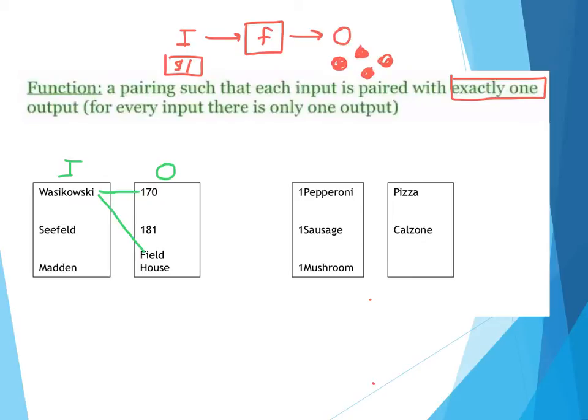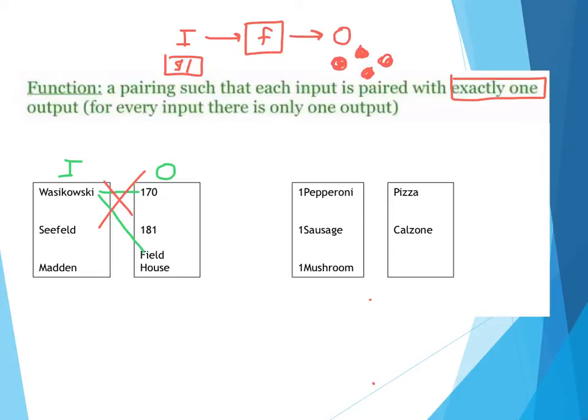So really think about that. Is it possible for me to work in the field house and in room 170 at the same time? No. This right here, folks, is not possible. I cannot be in two places at one time. An input cannot have two outputs. It can only have one output. All right, let's take a look at the second example.